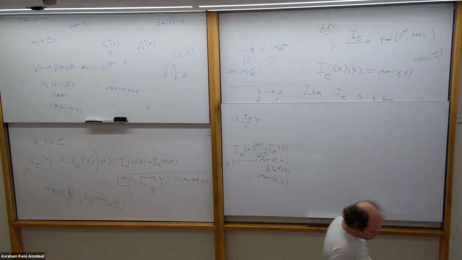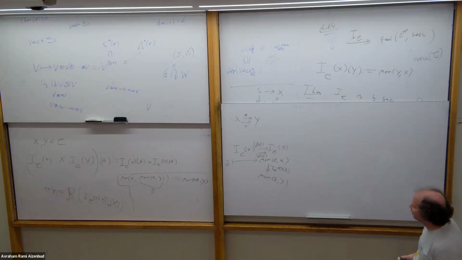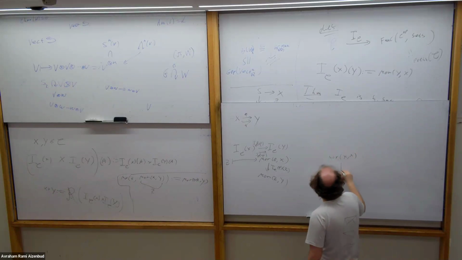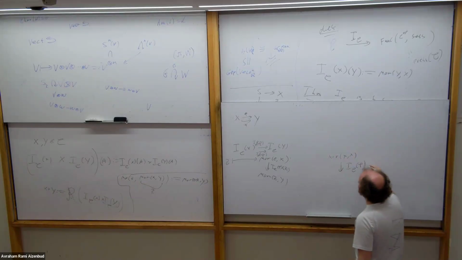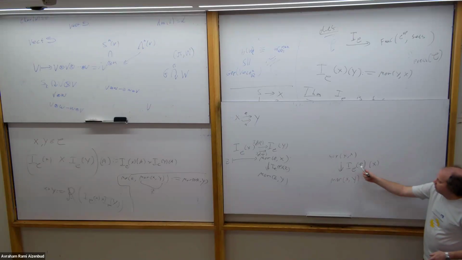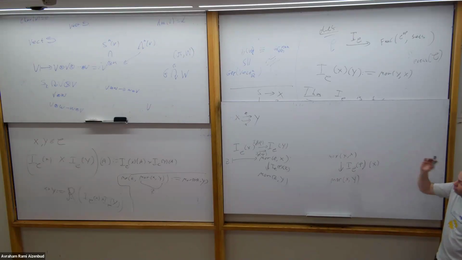I'm pretty sure that X fits better. Let's go with X. So we have more X, and then we have IC of X, more X. We have IC and IC, and we know that they're the same, and we hope to just use this tiny piece of information to get that phi and psi are the same.